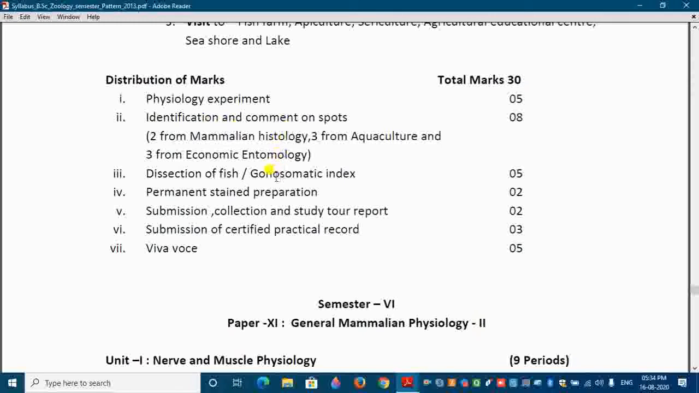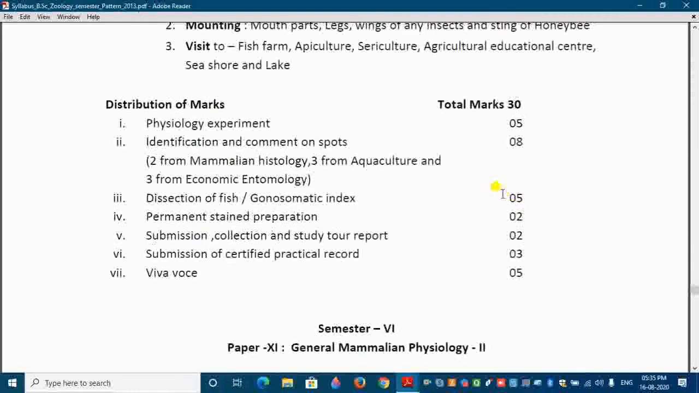Then for dissection of fish and gonosomatic index, there are 5 marks. For permanent stain preparation there are 2 marks. For submission of the collection and study tour report, there are 2 marks. For submission of the certified practical record there are 3 marks, and for the Viva there are 5 marks. So you have to submit the tour report, and also complete your practical record and have it certified by your professors and the head of the department.